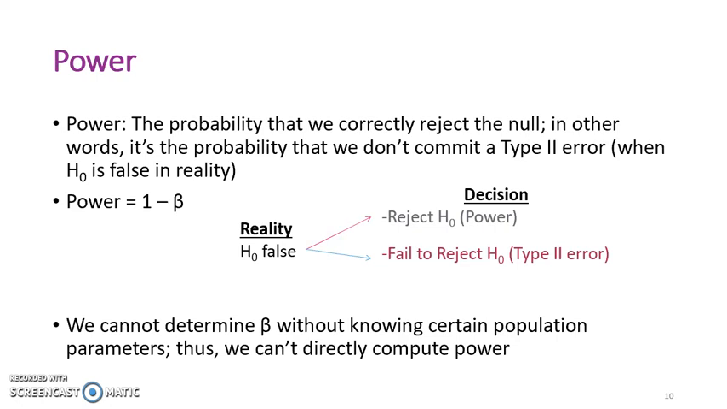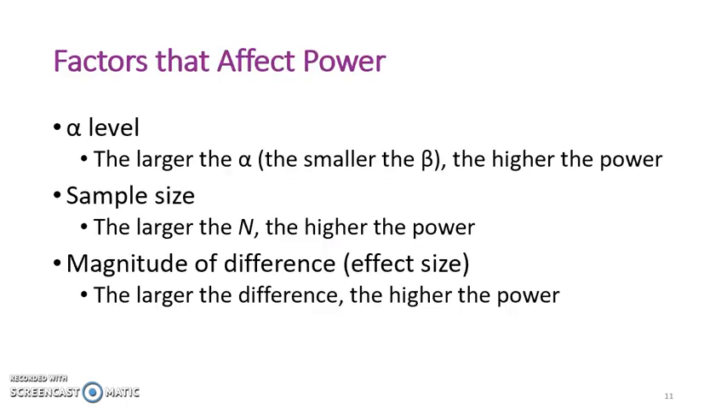That makes sense because type 2 error is the probability that we fail to reject the null when it is actually false. And power is the probability that we reject the null when it is actually false. We can't directly compute the probability of type 2 error or power because that requires knowing certain population parameters. However, we know what factors influence power. We can set alpha, and we usually set it to 0.05.